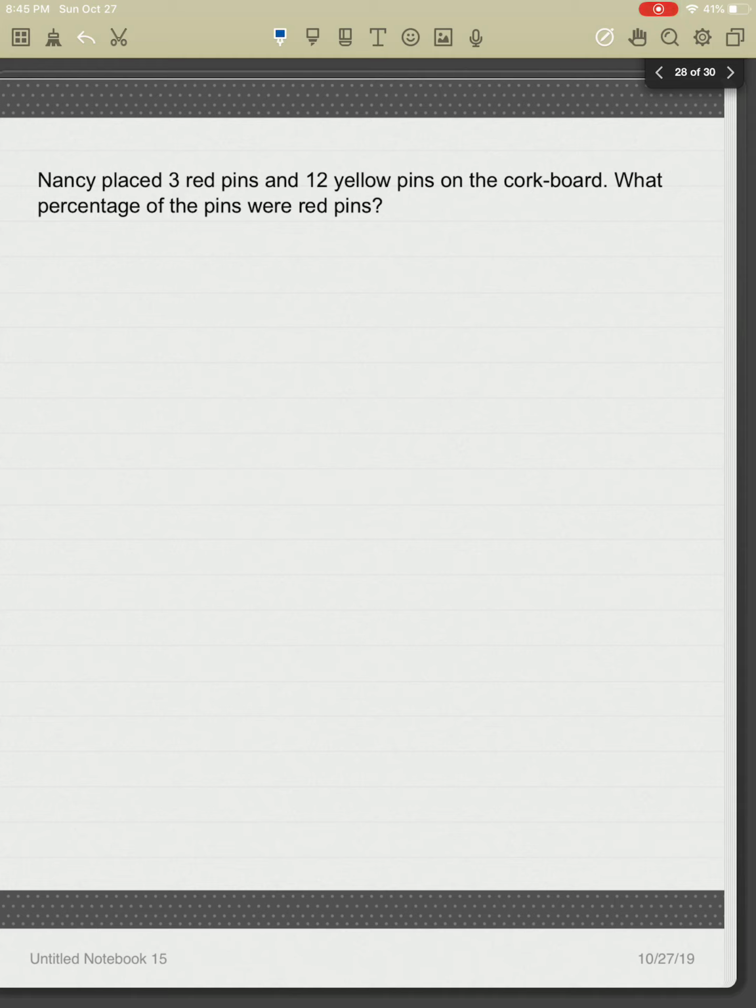So in this first problem that I gave you, it says Nancy placed 3 red pens and 12 yellow pens on the cork board. What percentage of the pens are red pens? So when we look at this, this is a part to whole ratio because we have to combine the total number of pens to figure out what the percent of red pens are. Okay, we know that when we're dealing with percent, the denominator will always be 100.